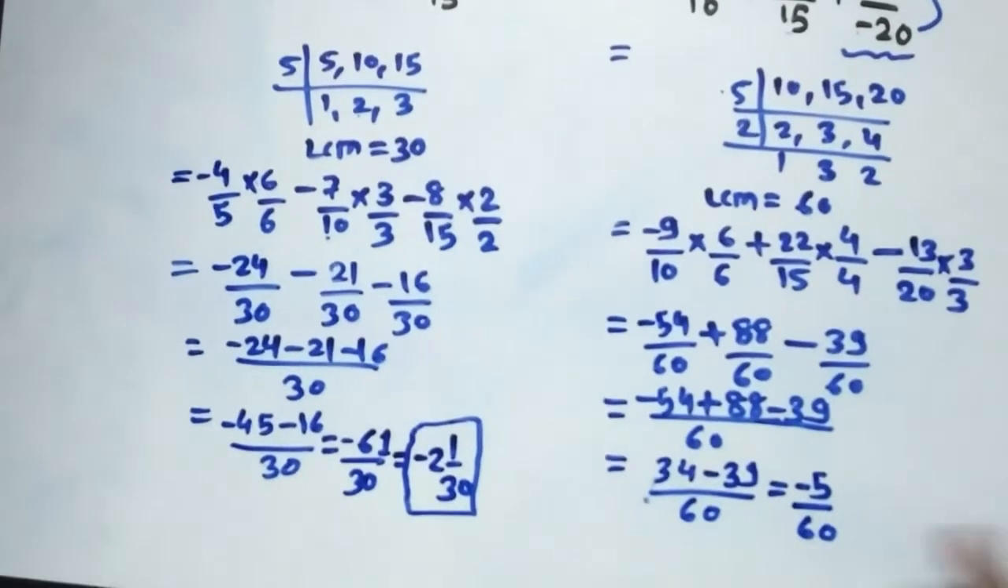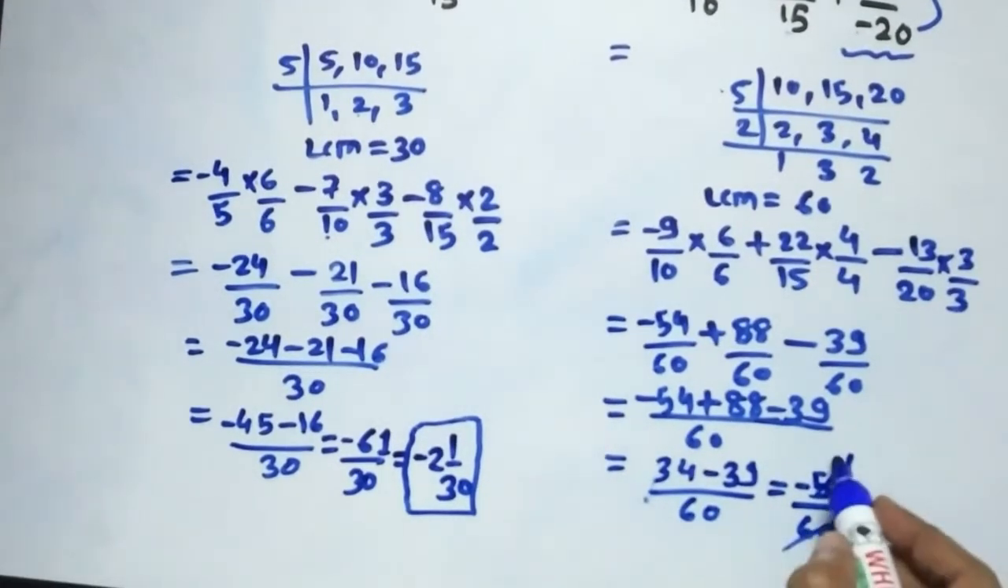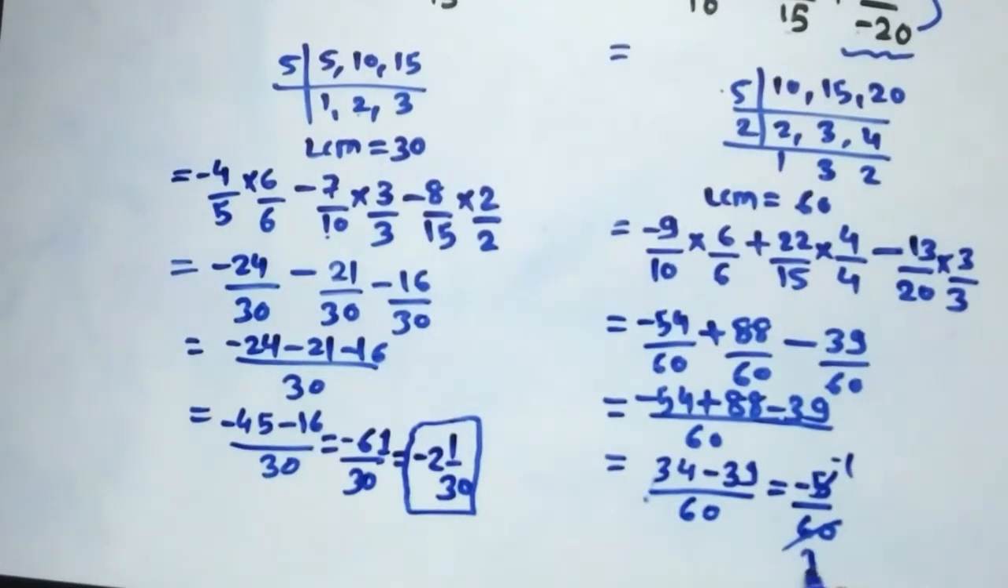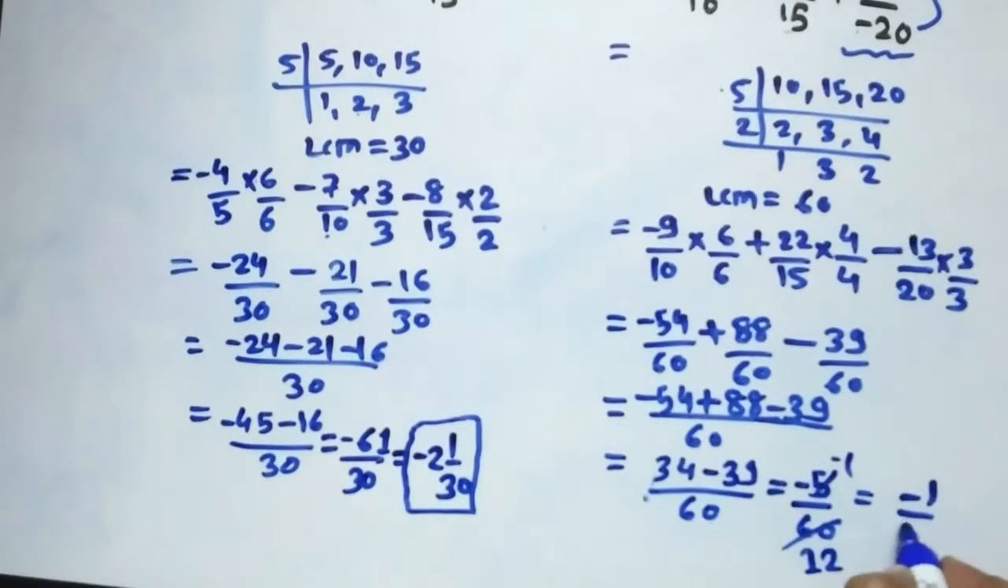You can divide it. 5 ones are 5, and then 5 twos are 10. So minus 1 upon 12. This is your final answer.